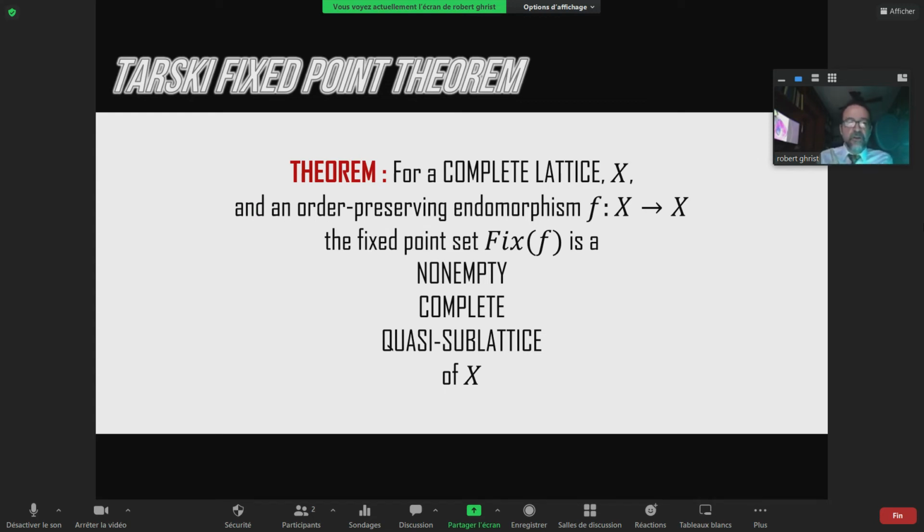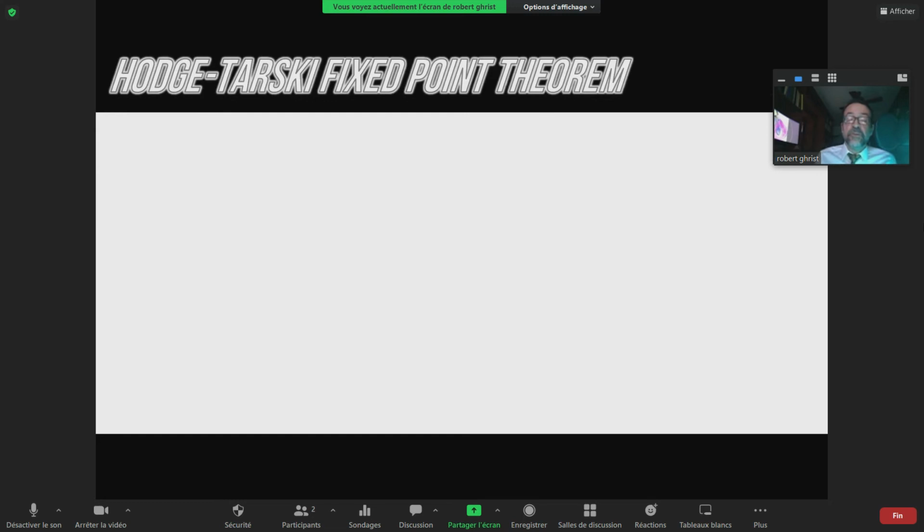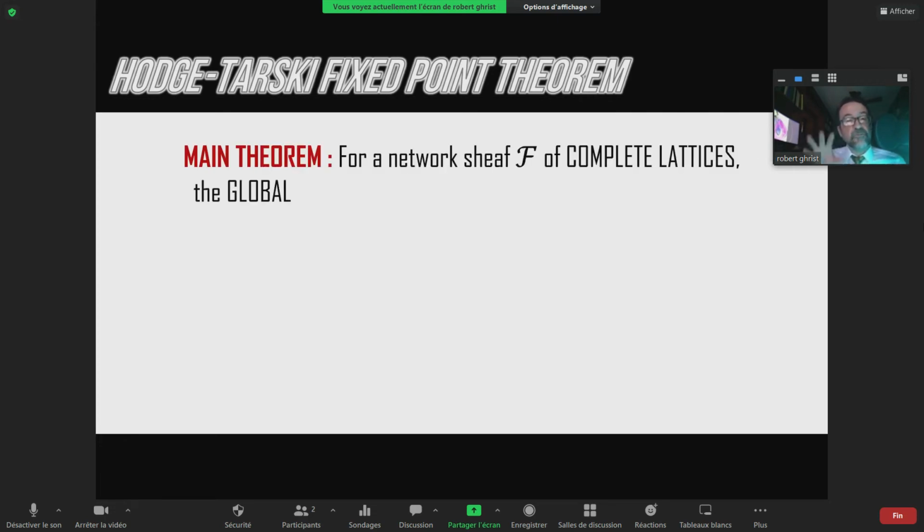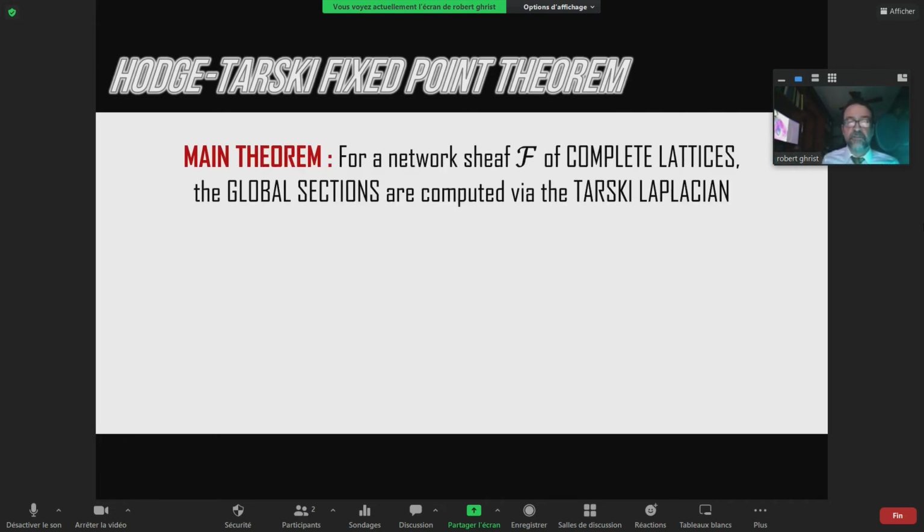Okay, now here is the sheaf theoretic version of the Tarski fixed point theorem, and it's the reason why we call this the Tarski Laplacian. I would call this the Hodge-Tarski fixed point theorem. It says if you have a network sheaf of complete lattices, the global sections can be computed via this Tarski Laplacian, just iterating it over and over, like a discrete time heat equation. Those global sections, what is morally the zero-dimensional cohomology of the sheaf, is the fixed point set of the identity transformation meeted with the Tarski Laplacian.